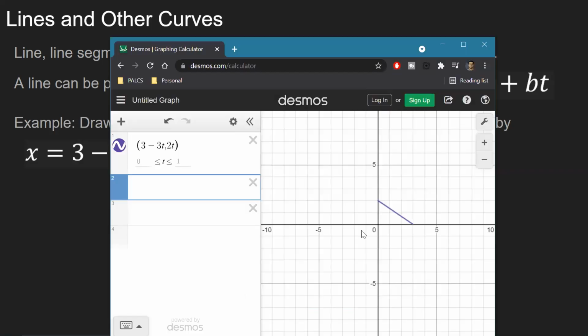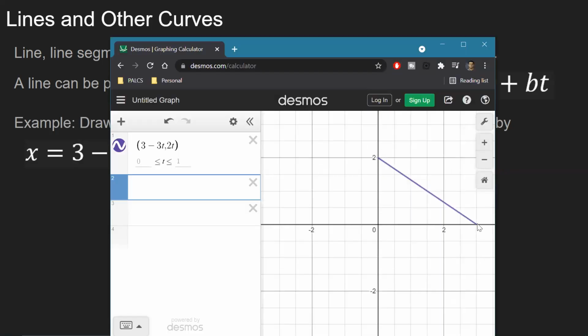Now if I look at this, it's just this line segment that starts at (3, 0) and ends at (0, 2), or vice versa. What you can do to see the way it's traced is go 0.2, 0.3, 0.4, 0.5, 0.7. And you see it starts at the point (3, 0) and traces up and to the left till you get to the point (0, 2). That's important because it's no longer just a line segment. It's also a line segment that has direction to it.